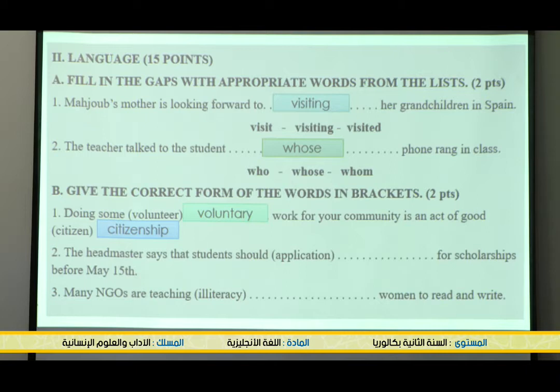It's apply. Very good. We say to apply for a job, to apply for a scholarship. Okay, so number 3.